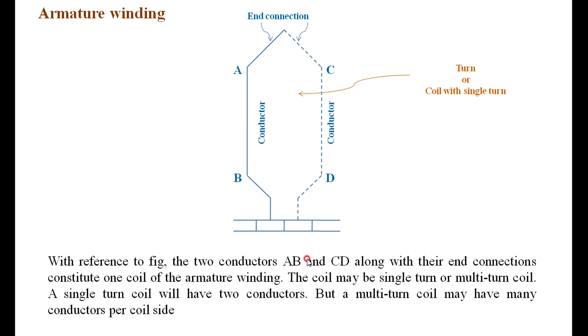With reference to the figure, as I explained, AB and CD are the two conductors and their ends are connected, forming an armature winding. The coil may be a single turn or a multi-turn coil. A single turn coil has two conductors, but a multi-turn coil may have many conductors per coil side. That is quite evident. If you take a single turn, it has two conductors. A coil means a single turn or more than one turn, and if there is more than one turn, then the number of conductors involved is larger. If more coils are connected in series, then it becomes a winding.